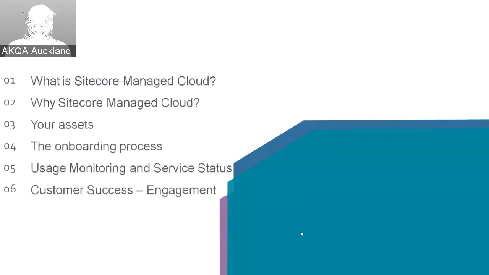So the agenda for this entire session is basically: what is Managed Cloud, why Sitecore Managed Cloud, basically why Sitecore plus Azure PaaS, and then what are the assets they are offering, the standard ones and the premium ones. Then what is the onboarding process for this offering? Then how you can monitor the service which is given by them, and what is the customer success engagement plan. So that I'm going to cover.